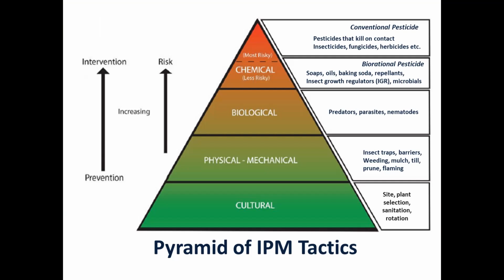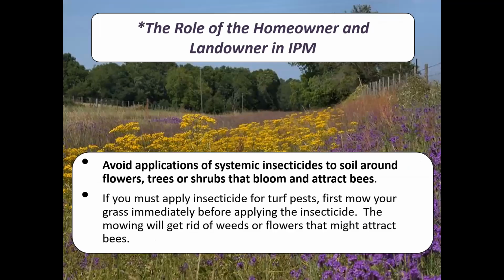Biological, predators, parasites. You've probably seen some of the parasitic wasps on caterpillars. Kind of creepy to look at, but very efficient. Nematodes, and then up at the top is chemicals. So you're going to use some type of organic or biopesticide first. So that'd be like insecticidal soap, neem oils, baking sodas, repellents, things like that. BT is a good one in there. And then up at the very top, you have your synthetic or conventional types of pesticides. So keep this in mind when you are thinking about ways of taking care of stuff in your yard and your garden, ornamentals and your vegetables.